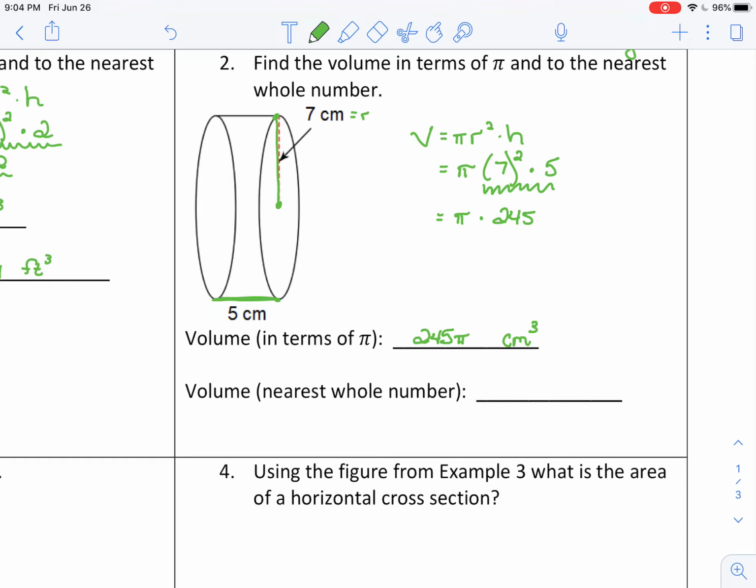Then I'm going to pick up my calculator and actually hit times pi, not times 3.14. This is saying 769.7-ish. So if I round to the nearest whole number, it rounds up to 770.